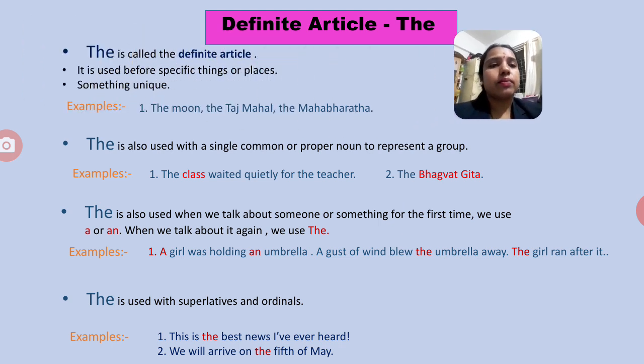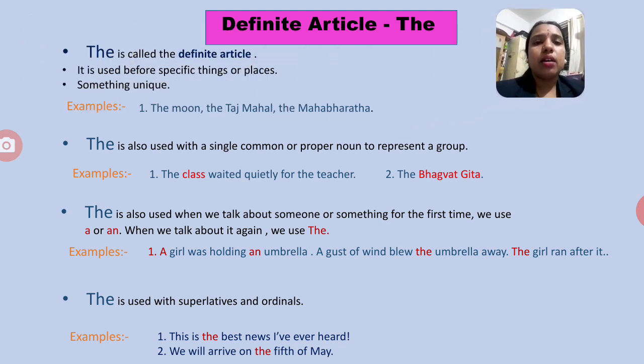The is called the definite article. It is used before specific things or places, something unique. So the comes under the category of definite article. How? For example, the moon. Here you can see the moon is specific. It is a unique planet. So that time we have to use the.